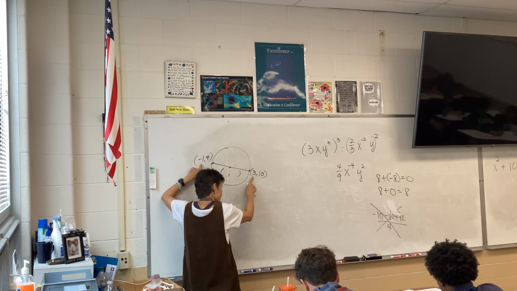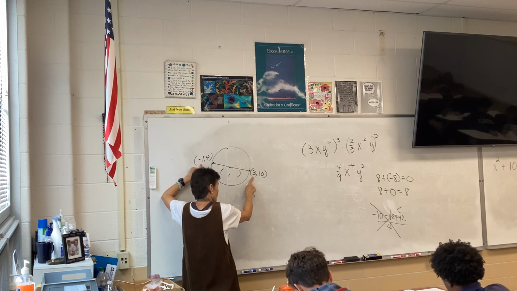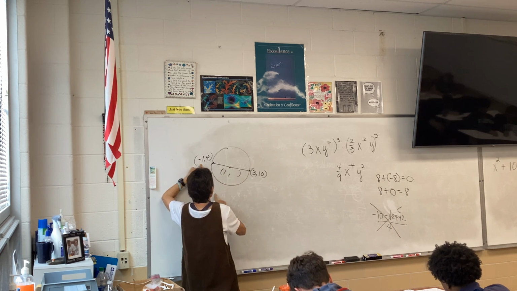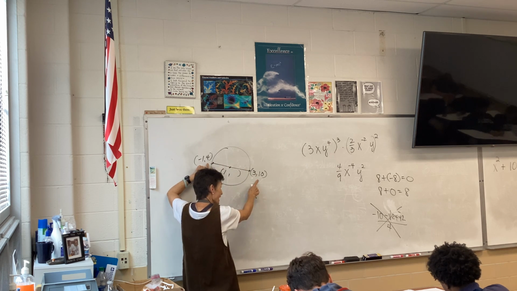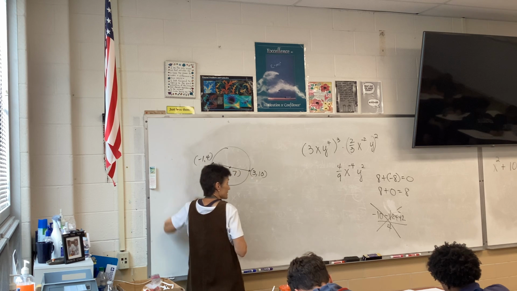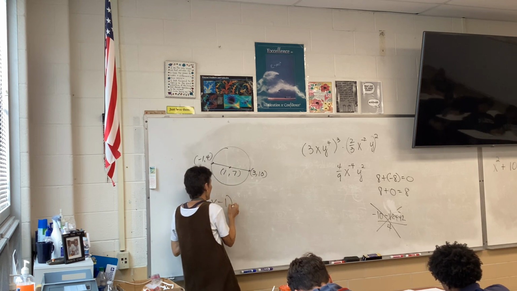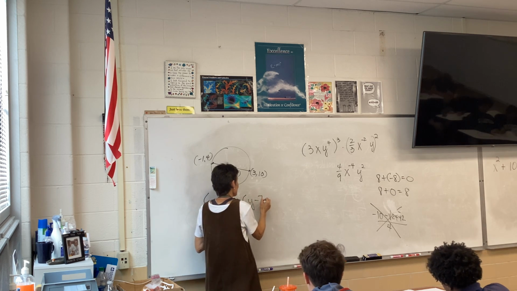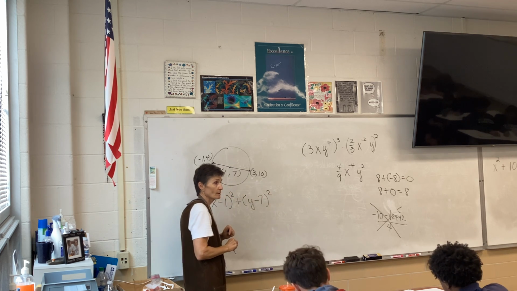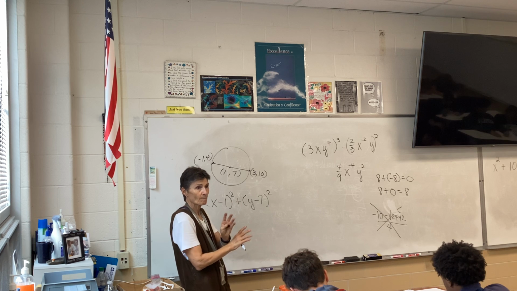-1 plus 3 divided by 2 is 1. 4 plus 10 divided by 2 is 7. Center's at (1, 7). X minus 1 squared plus y minus 7 squared. That's the beginning of my circle equation.